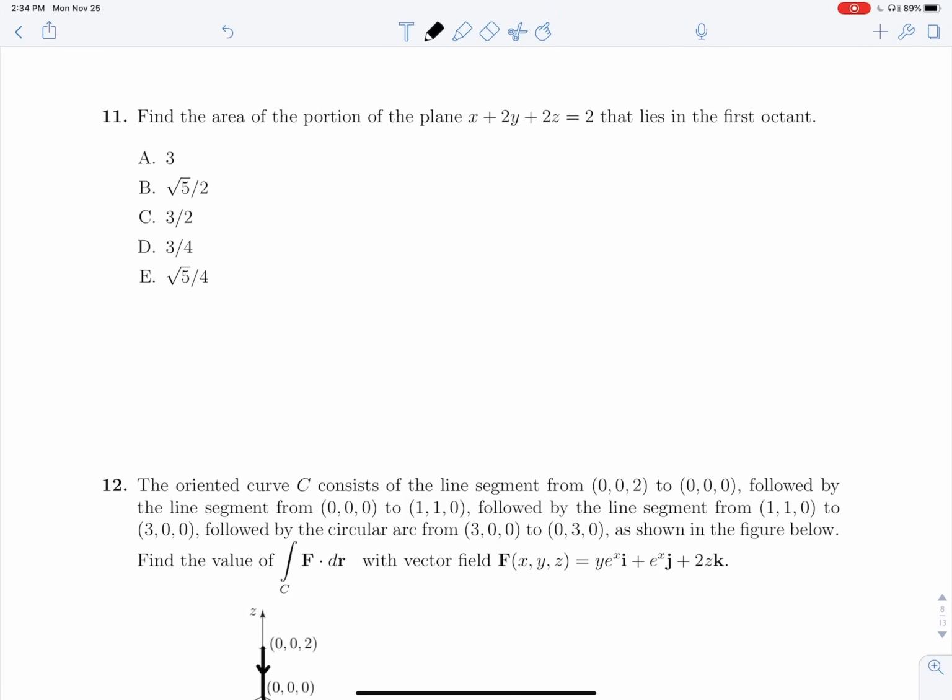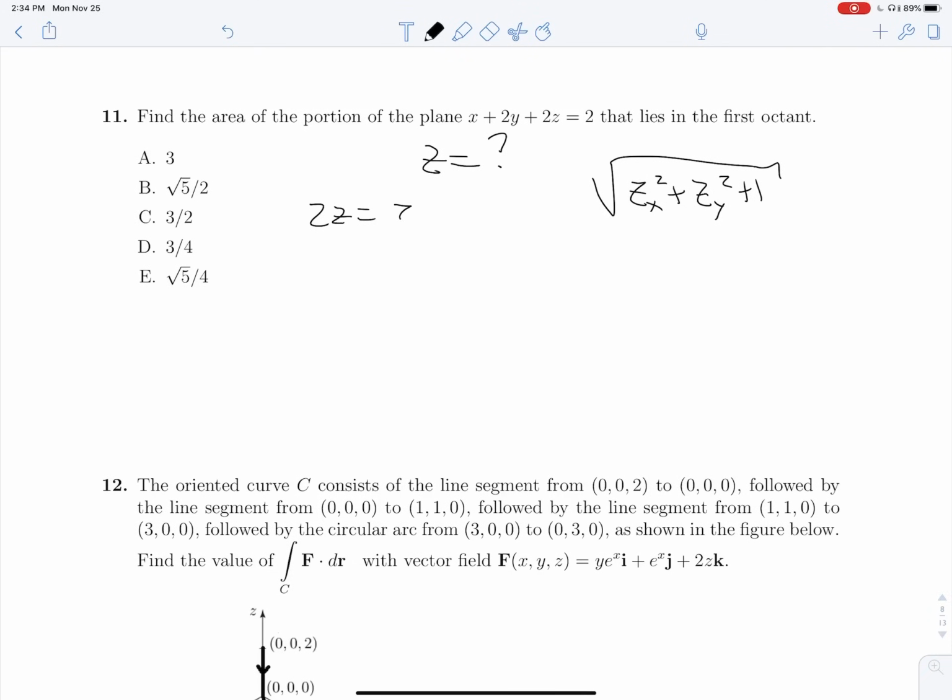It's kind of funny. Okay, so we're looking for the area of this guy. We know that if we can express this in the form z equals something, that our integrand is going to be the square root of zx squared plus zy squared plus 1. So let's figure that out.